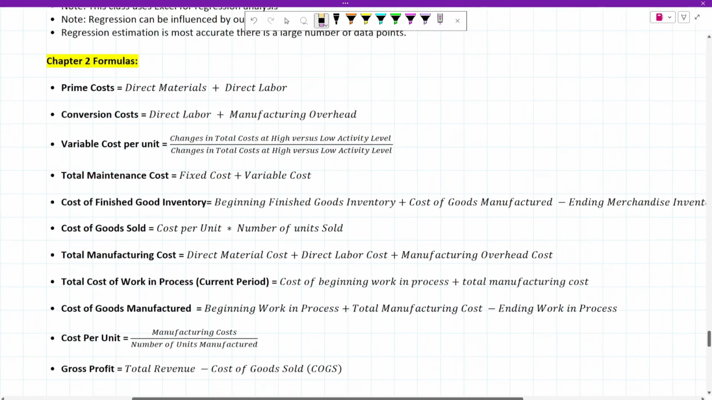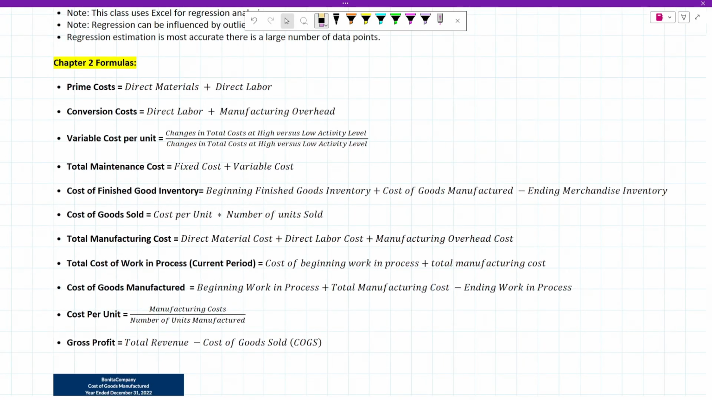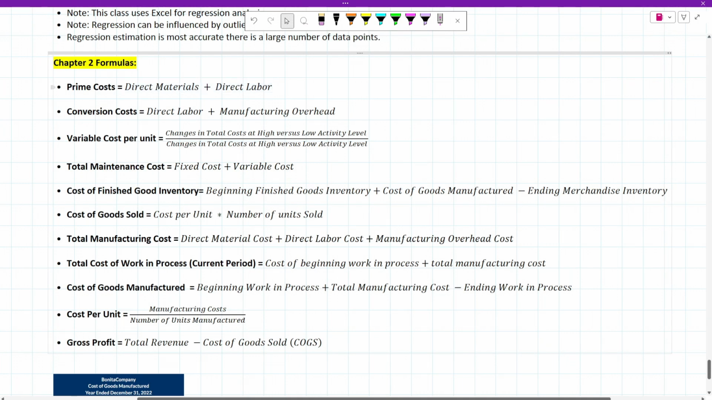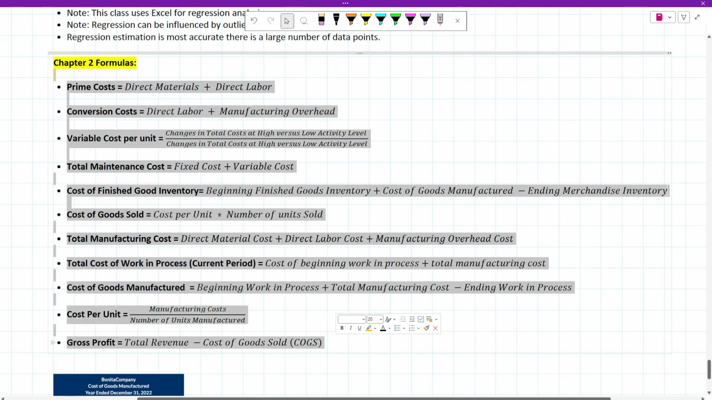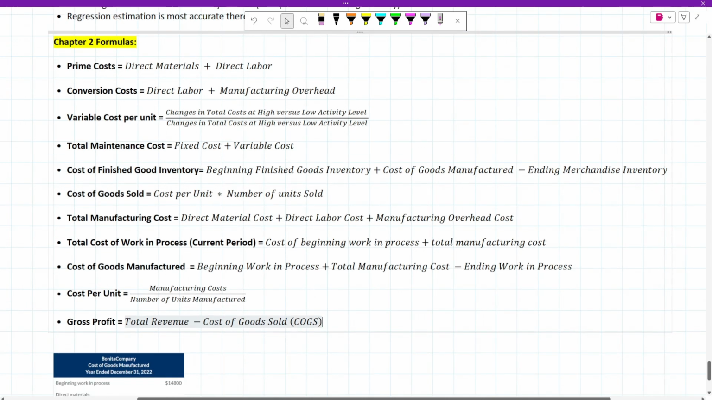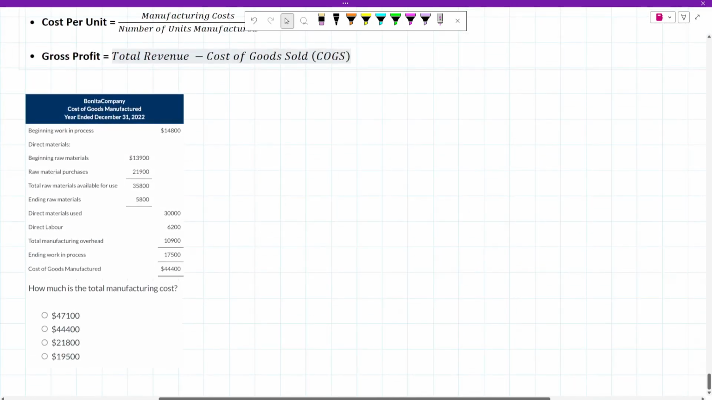All right, guys, so we're going to start with some examples now. And I just included this section, chapter 2 formulas, since we'll be needing some of the formulas. These should be all the formulas given throughout the chapter. So you guys can pause the video and take a picture if you would like for the future. And now I'm going to start with some examples.